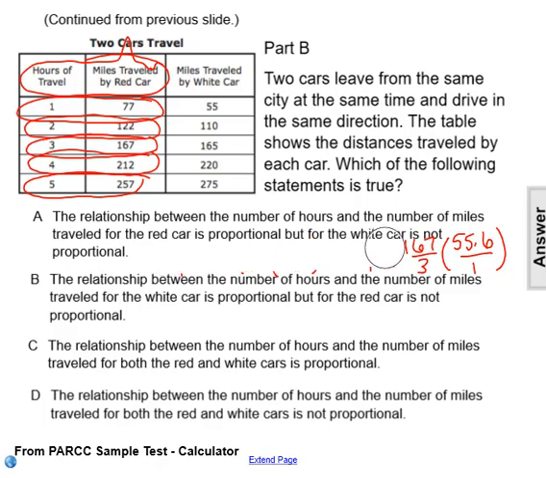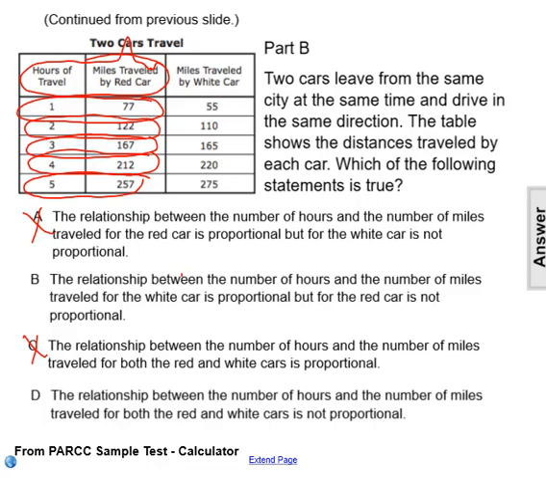proportional. So if we look at our choices, that automatically eliminates choice A because that's saying the relationship is proportional for the red car. And that automatically eliminates choice C because that's saying that both the red and white cars' miles traveled per hours traveled is proportional. And again, we know now that the relationship between the number of miles the red car traveled compared to the hours traveled is not proportional. Again, the red car data is not proportional.